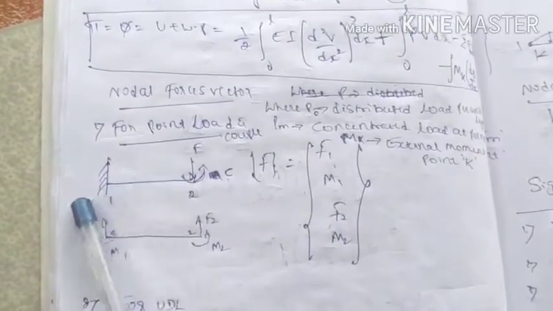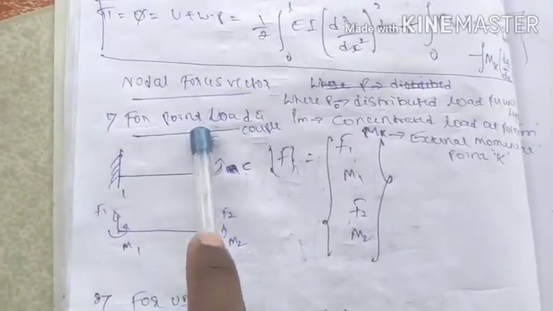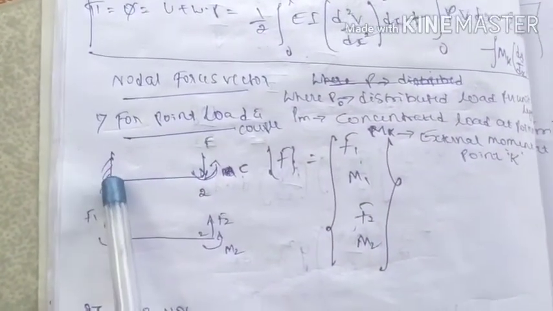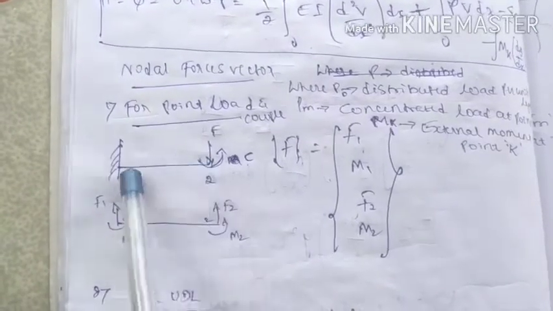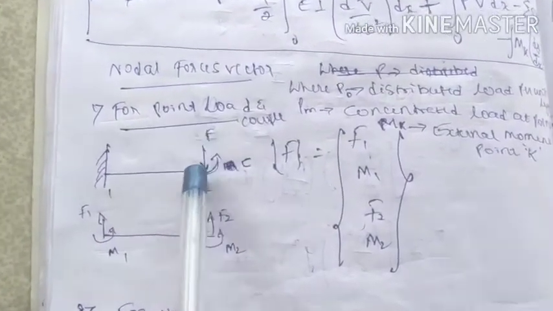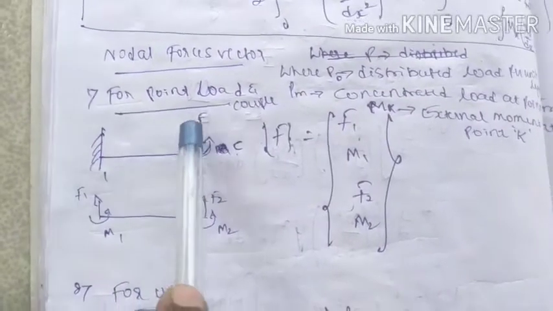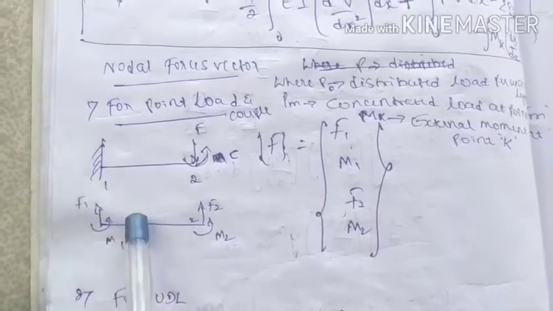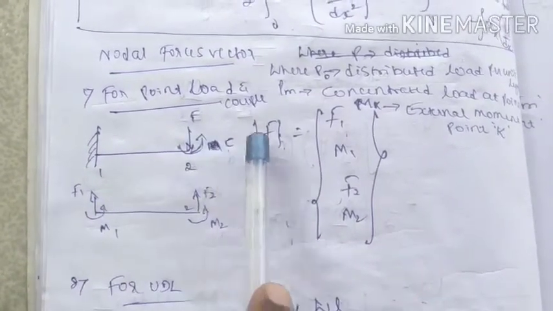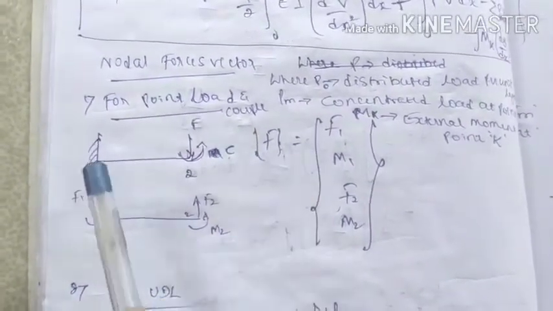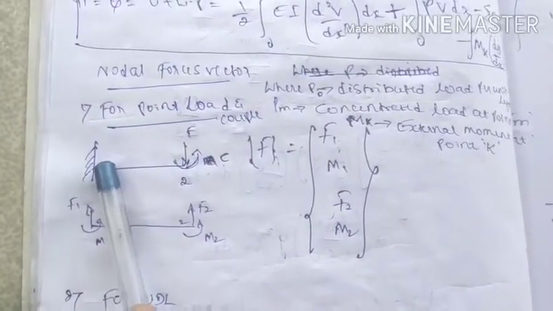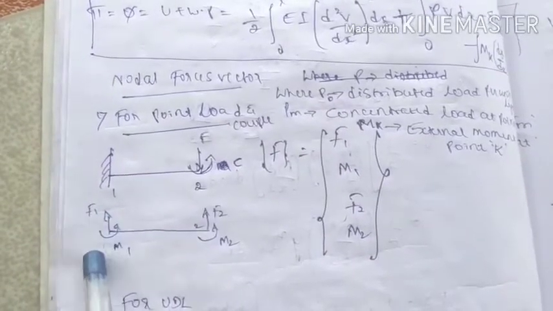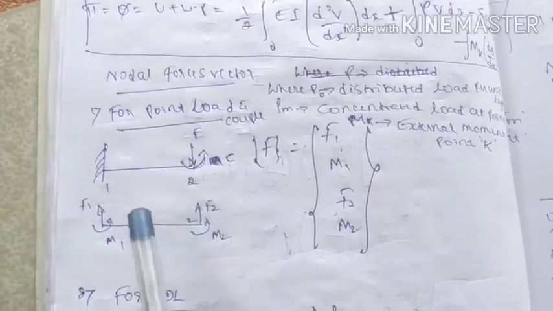First, suppose the beam is subject to a point load as well as a couple. Let's consider this cantilever beam. One side is fixed, the other side is free, and at the free end it is subjected to a point load F, and also a couple is shown. Therefore the FEM model is like this. As we know, in a beam each node has 2 degrees of freedom: one is a vertical force and one is a moment. So here also F1, M1, F2, M2.